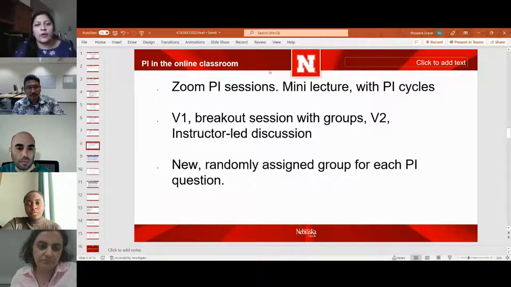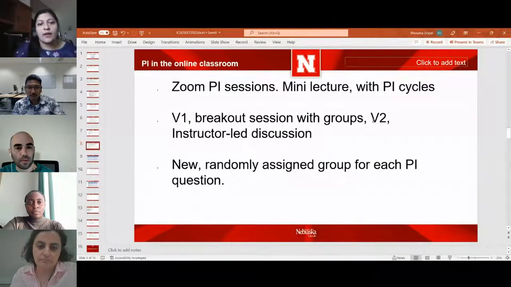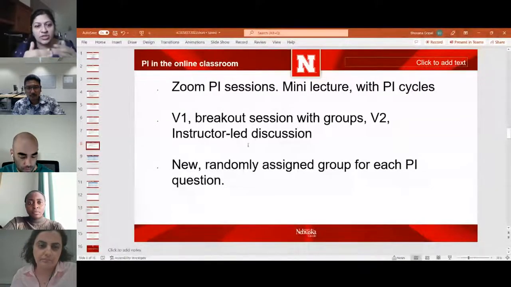Let's go into a breakout session with each group, where students discuss in small groups. And then after 2 or 3 minutes of discussion, they come back and vote a second time, what we call V2. And hopefully the goal is, if peer instruction works, then V2 has improved responses, right? And then the instructor ends each of these cycles with a short discussion, clearly indicating the correct answer and moving on to the next part of the mini lecture.